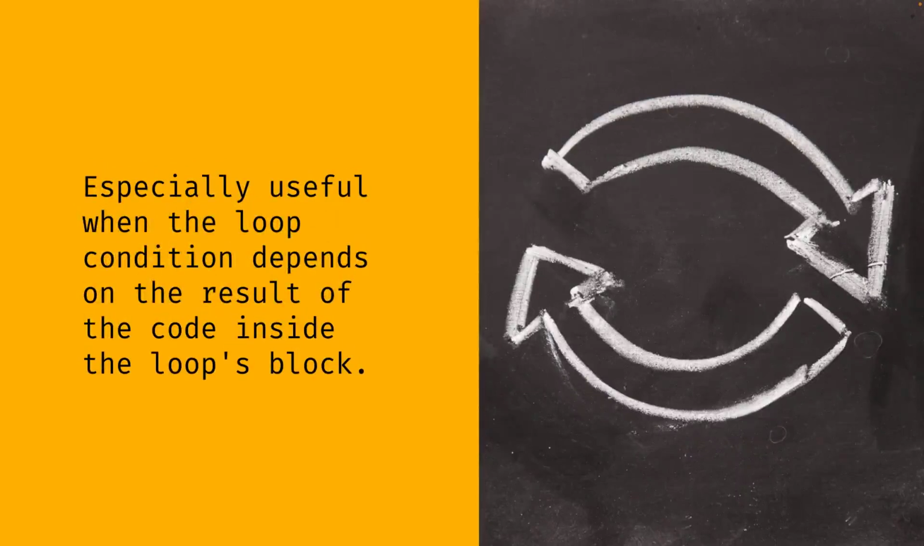So the do-while loop is very useful when the code inside the block needs to be executed at least once, regardless of the initial value of the loop condition. It's also useful when the loop condition depends on the result of the code inside the loop's block, as the condition will be checked only after the code has been executed at least once. For example, when you would like to create a connection to a database or something else.